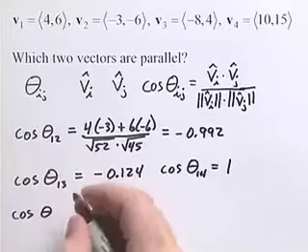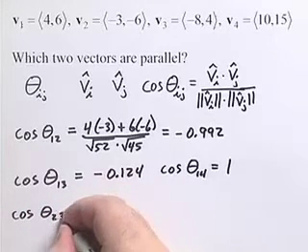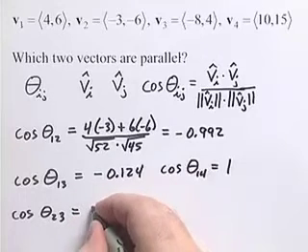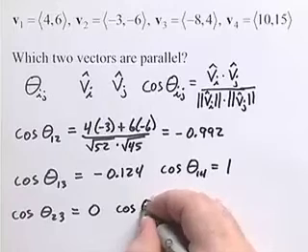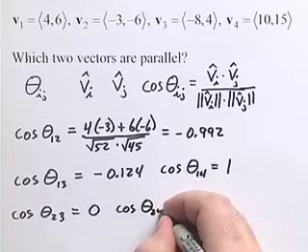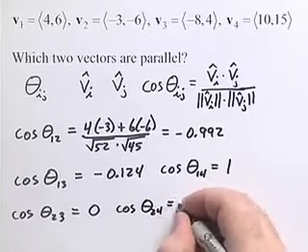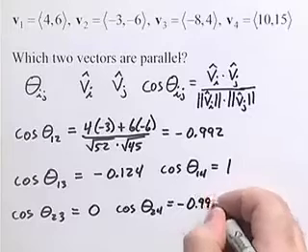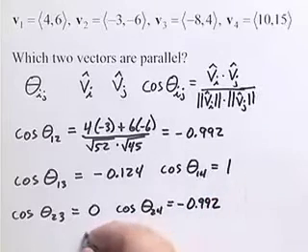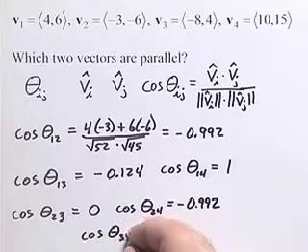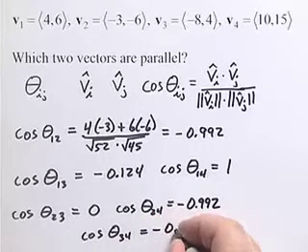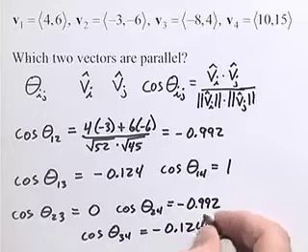Cosine of theta for vectors 2 and 3 turns out to be 0. The cosine of theta for vectors 2 and 4 turns out to be negative 0.992. And lastly, the cosine of theta for vectors 3 and 4 turns out to be negative 0.124.